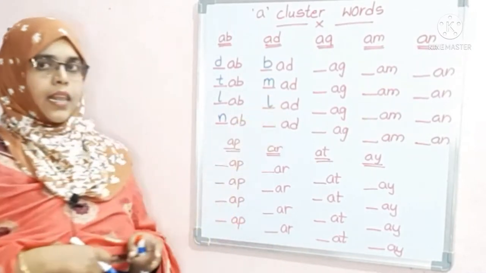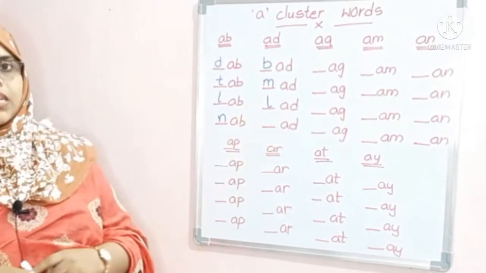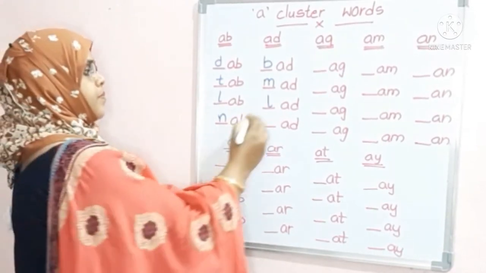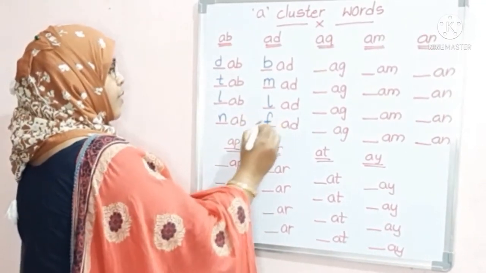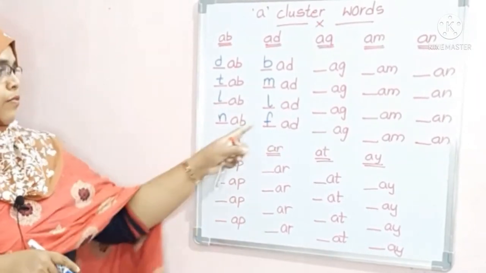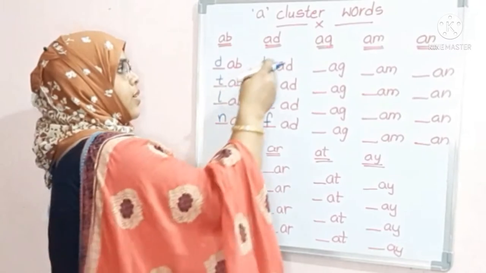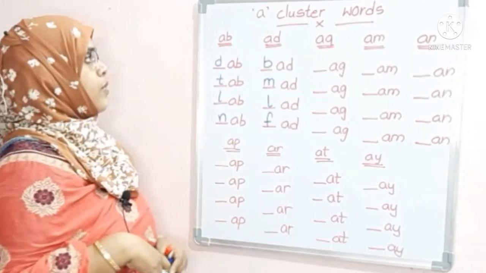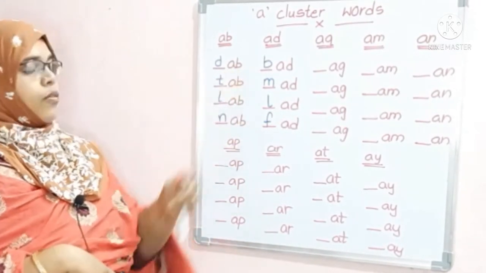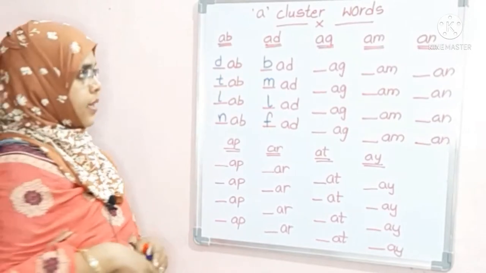Sound of L. L, AD becomes LAD. Sound of F. F, AD becomes FAD. So these are the different words formed by using the AD cluster.